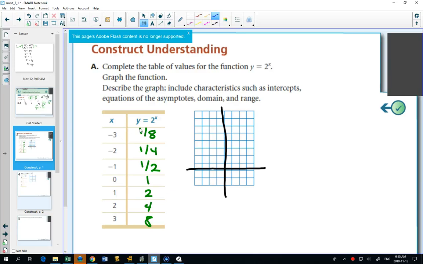So if we fill in the table of values for y equals 2 to the x, and then start graphing these points, we have negative 3, 1/8; negative 2, 1/4; negative 1, 1/2; 0, 1; 1, 2; 2, 4; 3, 8. And the general shape of all exponential functions will look like this.